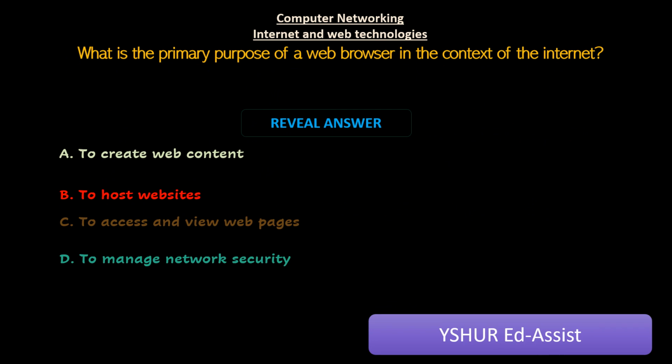What is the primary purpose of a web browser in the context of the Internet? A. To create web content. B. To host websites. C. To access and view web pages. D. To manage network security.